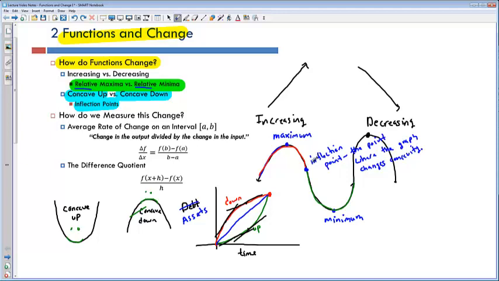And that's it. All right, so that's how functions actually change. They can either increase or decrease. When you have this phenomenon, you get some relative maxima or relative minima. They can also increase and decrease in two different ways, basically concave up or concave down. And with these two phenomena, you get inflection points. Let's take a look at an example, testing us on this.